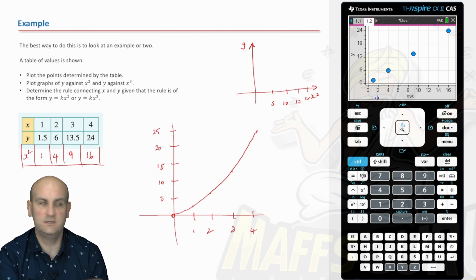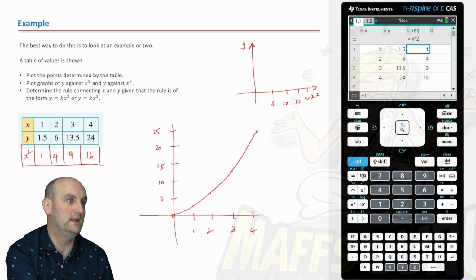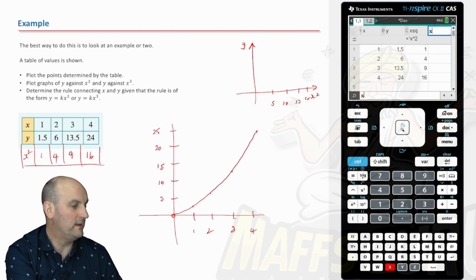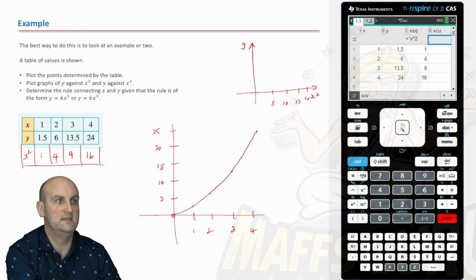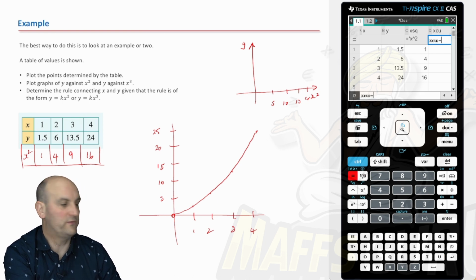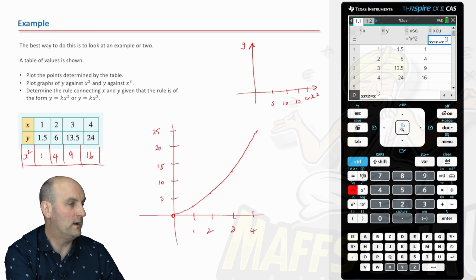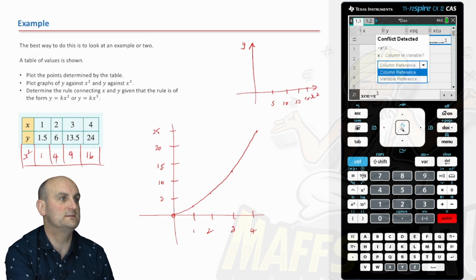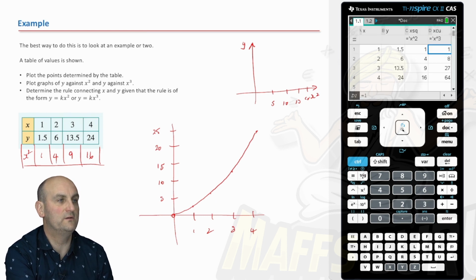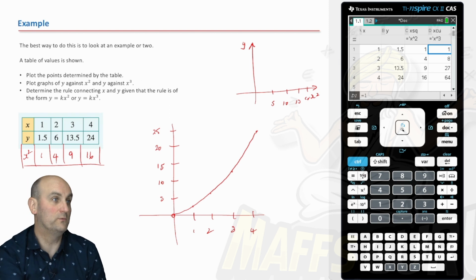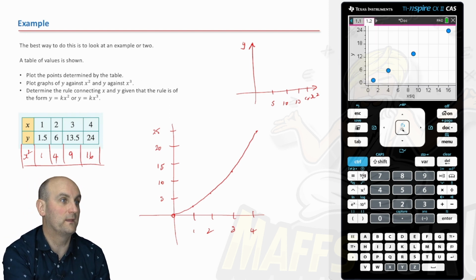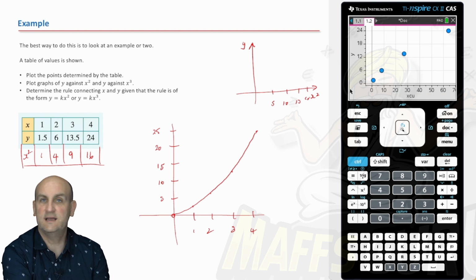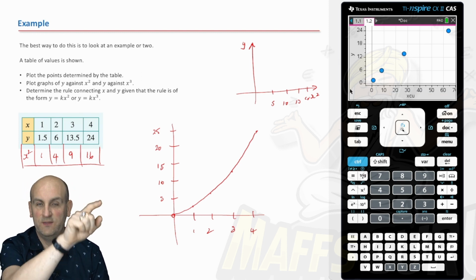What about doing my x cubed graph? Because it wanted me to do both. Well, funny enough, go back. I'm now going to type x cubed, hit equals, and now do x to the power of 3. Again, the question says, is it a variable reference? It is. And there's my x cubed values. I go back to my graph and change the bottom to x cubed. And there we go. Is that straight? No, that seems to be curving.